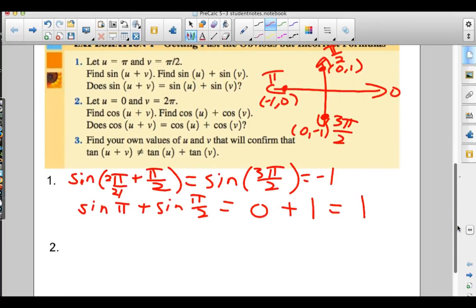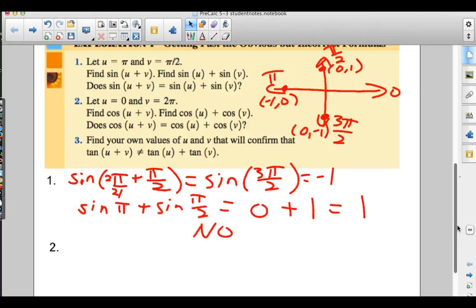So to answer their question, does that make them equal? No, it doesn't make them equal. That's not going to work. So we can't use pi and pi over 2 as a combination to add to get 3 pi over 2. It just doesn't work.